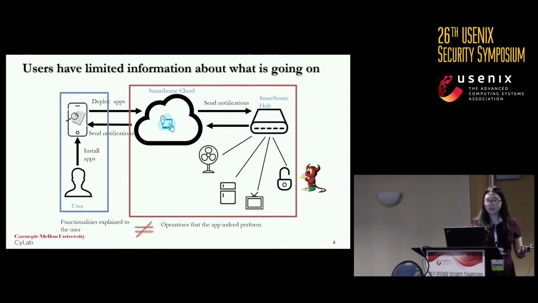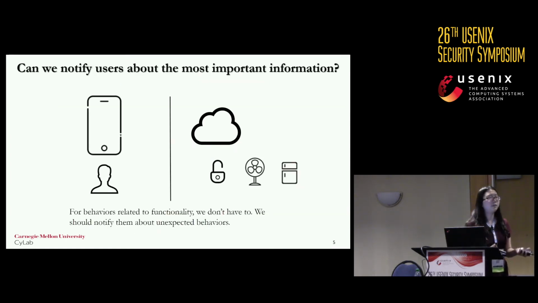So let's think about it. What if we can provide users with the most important information? Here, I believe that the most important information is unexpected behaviors. For the behaviors that are related to the functionality, we don't have to tell the user, because if the user reads the description, they will know what might happen for the functionality, right? But what if there are some behaviors that are unexpected, that are not related to the real functionality? Then we need to notify the user about the case.